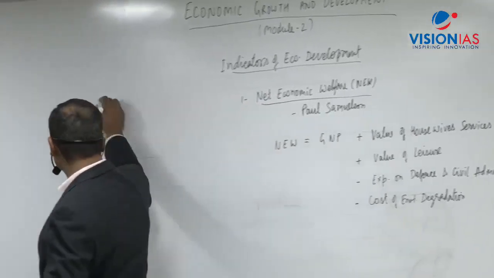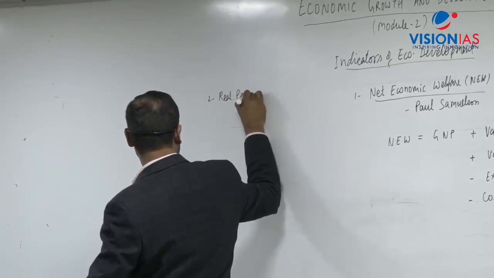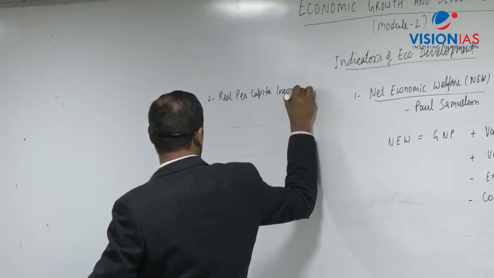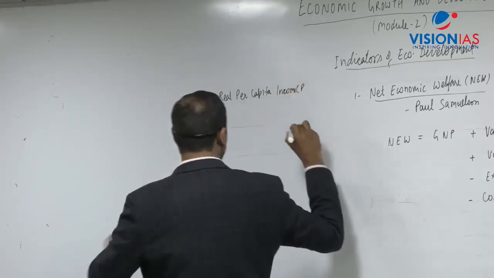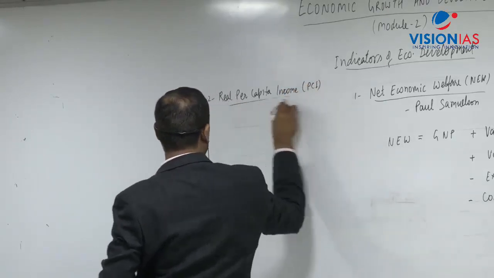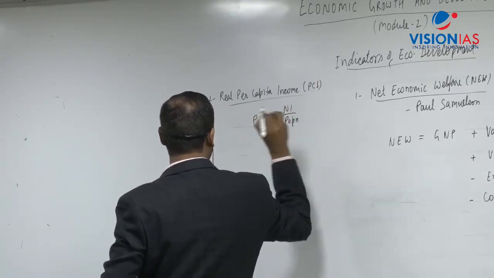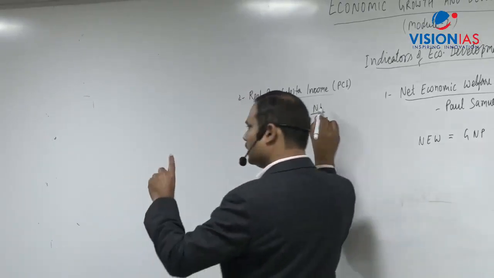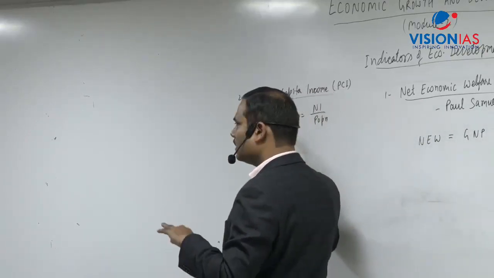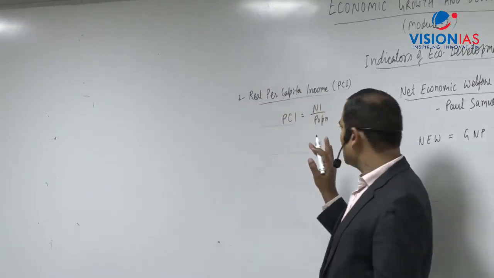And earlier we were using real per capita income also. So next we will discuss real per capita income. Per capita income is PCI. What is per capita income? It is equal to national income upon population. When we say real, we take into account national income at constant prices, base year prices. So it's the same thing actually. The formula will be the same only. When we write real here, we have to take national income at base year price simply. So national average income in simple words is per capita income.